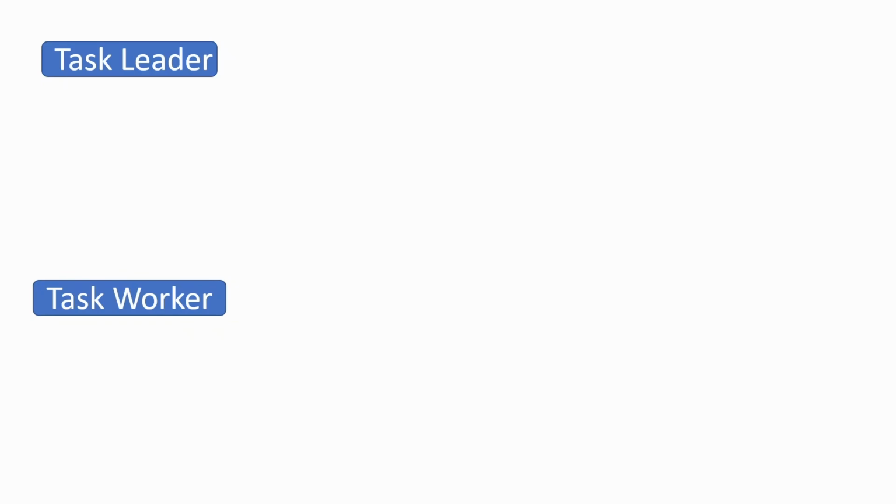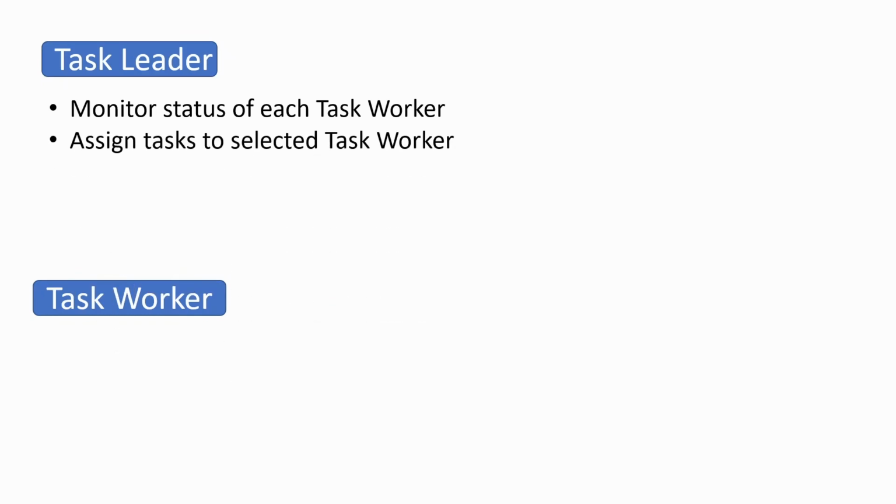So to summarize the requirement, albeit at a high level, what both the task leader and task workers need to do is to monitor the status of each task worker, assign tasks to the selected task worker, monitor the results coming from each of the task workers, and activate and deactivate task applications. These are the applications which will actually conduct the processing.